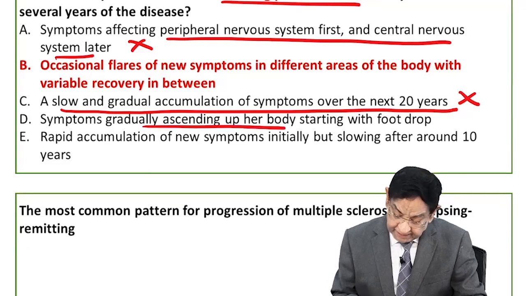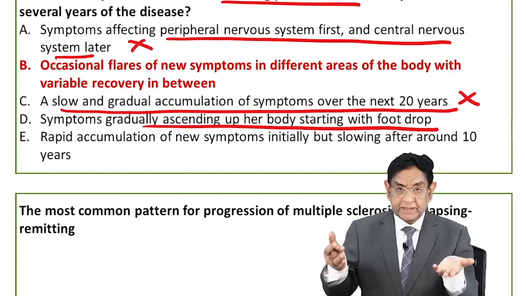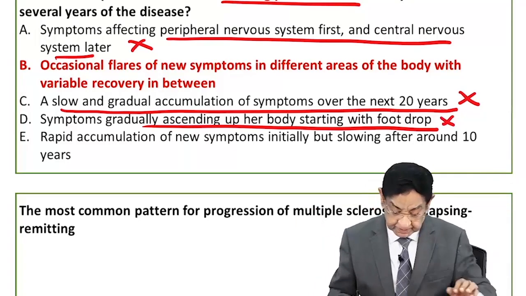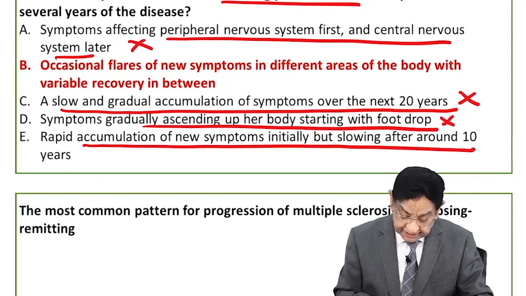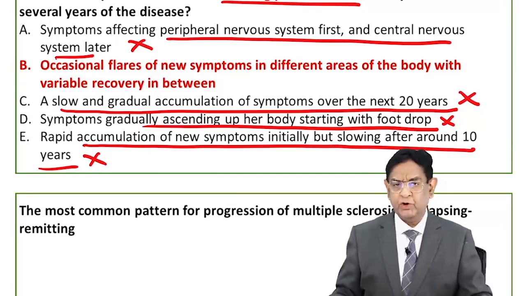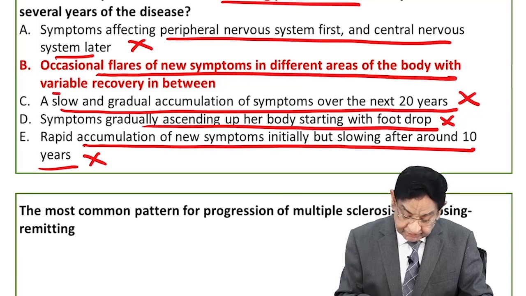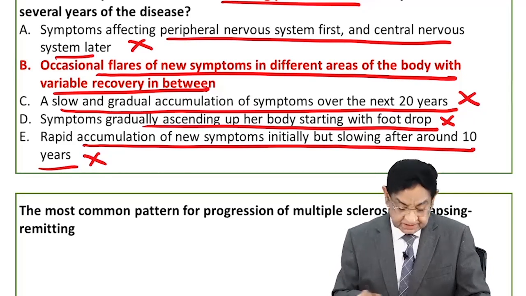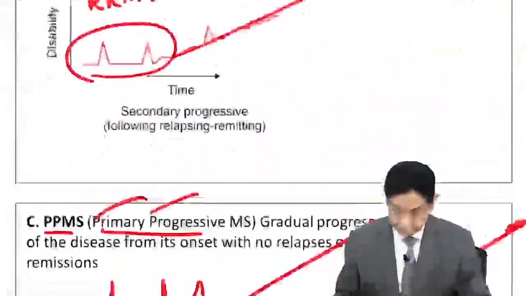Symptoms gradually ascend up her body starting with the foot drop. No, because the problem is in the leg, or later on it can come, no way, it can be anywhere. Rule out. Rapid accumulation of new symptoms initially but slowing after 10 years. No, it is always a progressive disease. So all four options are ruled out, and what remains is occasional flare of new symptoms in different areas of the body with variable recovery in between. I think it's the best answer. Beyond doubt, you rule out all other options.